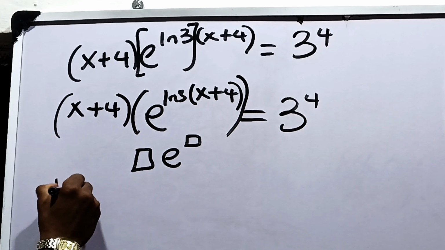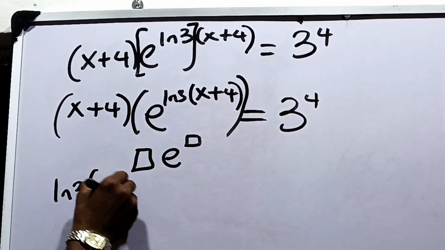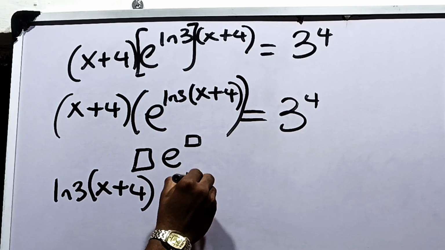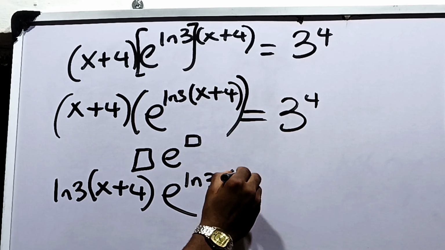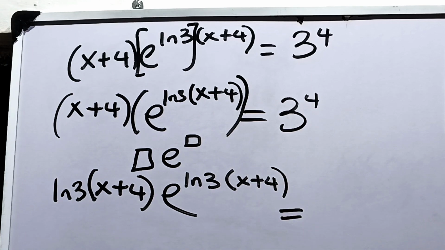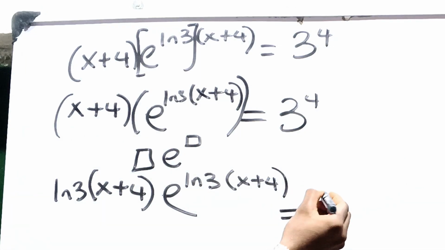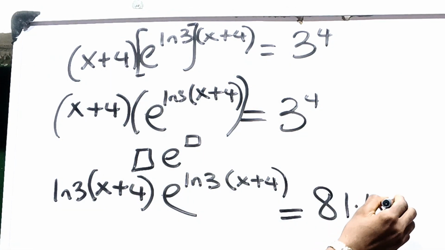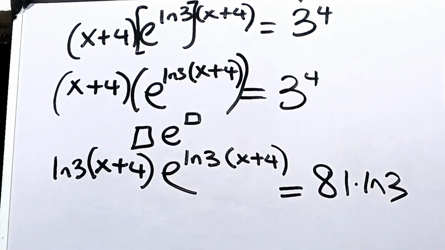Now you can say ln of 3 into x plus 4, e raised to power ln of 3 into x plus 4, will become equal to, now we have 3 raised to power 4, which is 81. So we can say that this is 81 multiplied by ln of 3. Multiply both sides by the same thing.